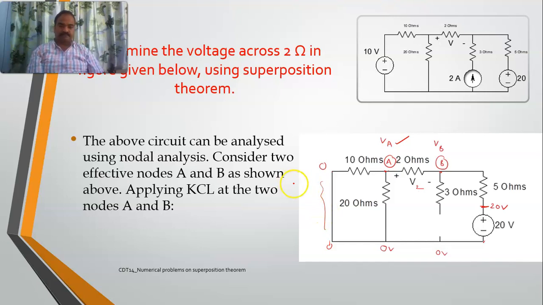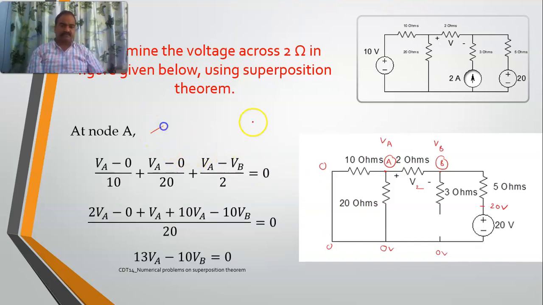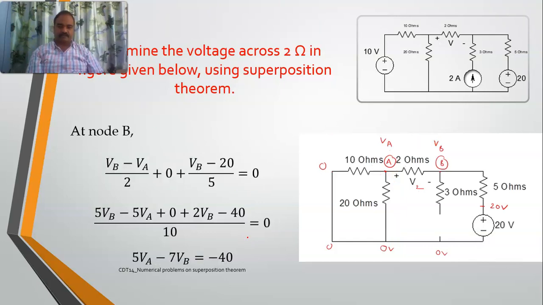So at node A, there are three paths: VA minus 0 by 10, VA minus 0 by 20, VA minus VB by 2. Similarly, if you solve it, you will get 13 VA minus 10 VB. I am not going into solving the equations now. You do it at home. At node B, this is VB minus VA by 2. This is VB minus 0. Actually, I should take it, but since it is open circuited, I am not considering it. I am directly taking the current as 0.